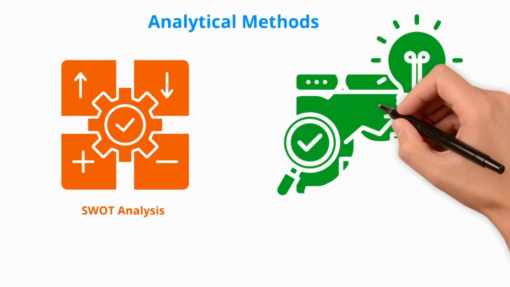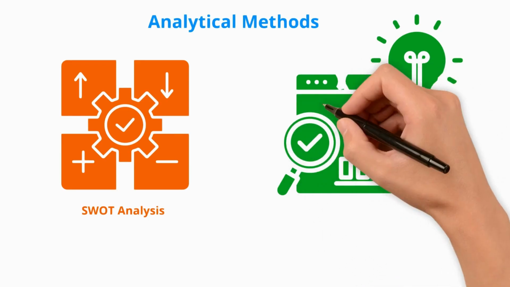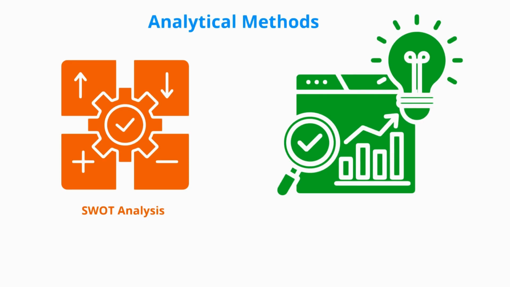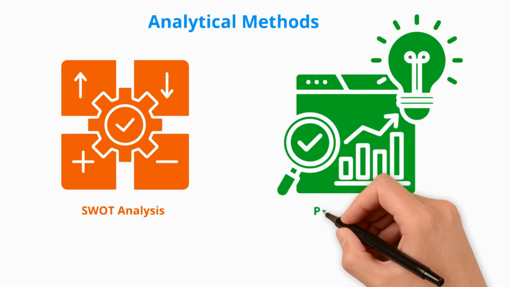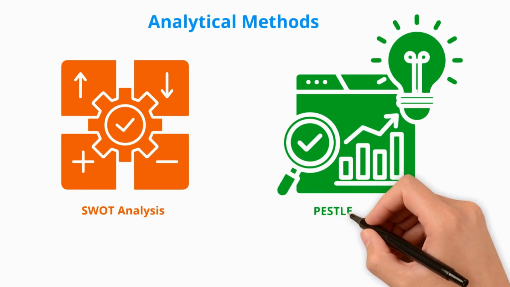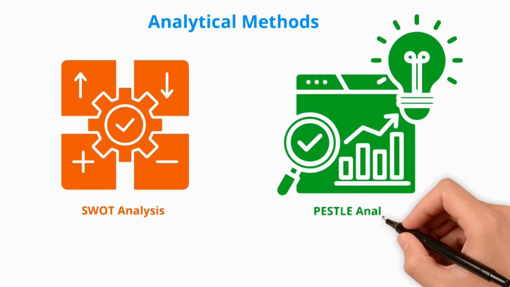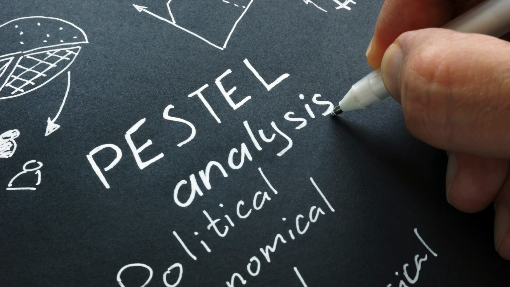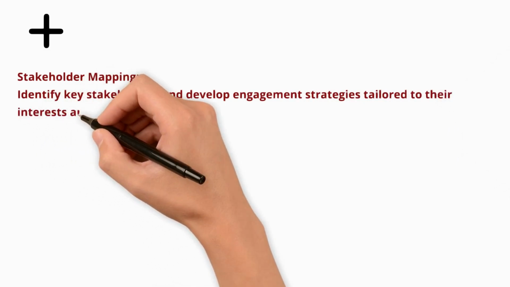PESTLE analysis. PESTLE, political, economic, social, technological, legal, environmental, is used to analyze the external macro-environmental factors affecting an organization. Political: government policies, stability, tax policies. Economic: growth, exchange rates, inflation rates. Social: cultural aspects, health consciousness, population growth. Technological: innovations, technology development, automation. Legal: laws, regulations, legal frameworks. Environmental: ecological aspects, sustainability, environmental regulations.